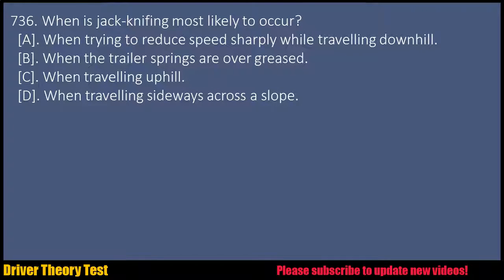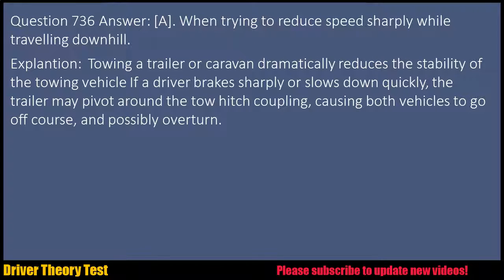Question 736. When is jackknifing most likely to occur? A. When trying to reduce speed sharply while traveling downhill. B. When the trailer springs are over-greased. C. When traveling uphill. D. When traveling sideways across a slope. Question 736. Answer: A. When trying to reduce speed sharply while traveling downhill. Explanation: towing a trailer or caravan dramatically reduces the stability of the towing vehicle. If a driver brakes sharply or slows down quickly, the trailer may pivot around the tow hitch coupling, causing both vehicles to go off course, and possibly overturn.